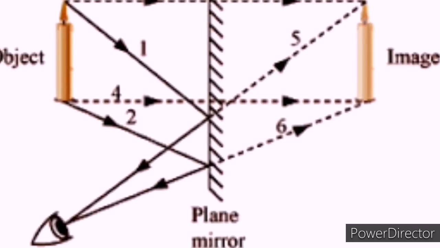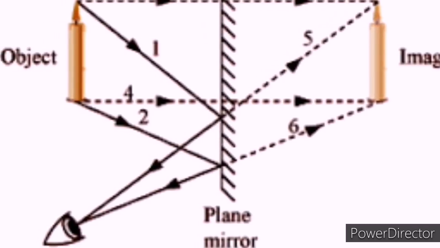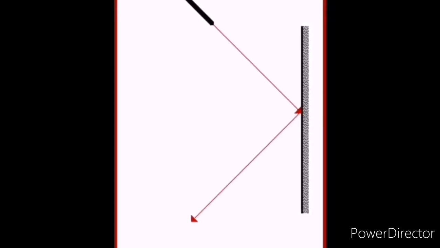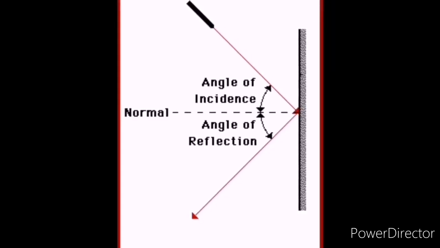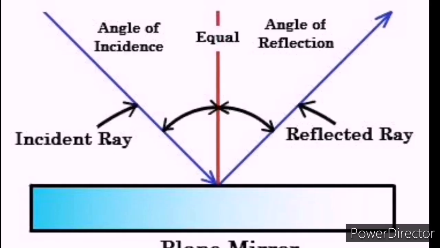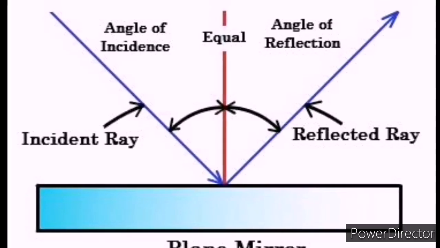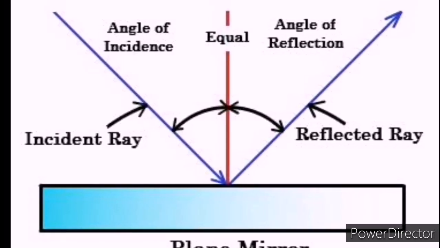The angle of incidence is equal to the angle of reflection, and the incident ray, the reflected ray and the normal to the mirror at the point of incidence all lie in the same plane. These laws of reflection are applicable to all types of reflecting surfaces, including spherical surfaces.